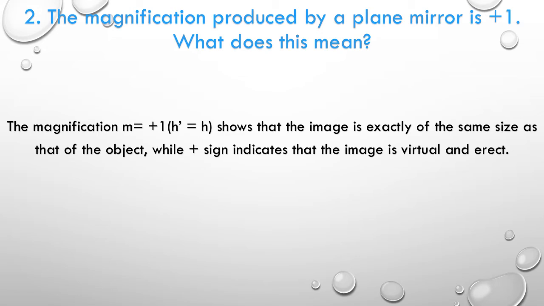And here, what does the plus sign indicate? The plus sign indicates that the image is virtual and erect. So, plane mirrors have the magnification +1.